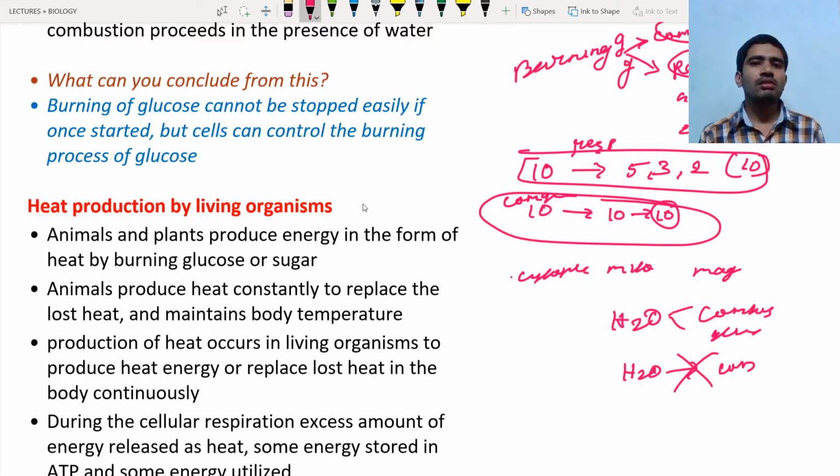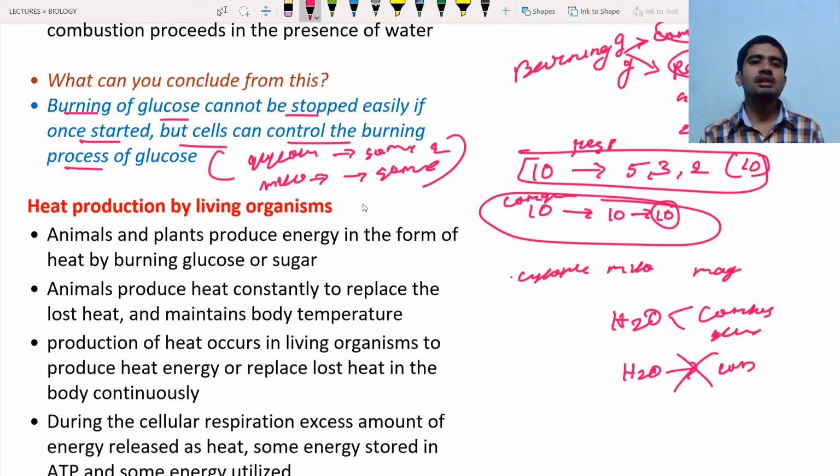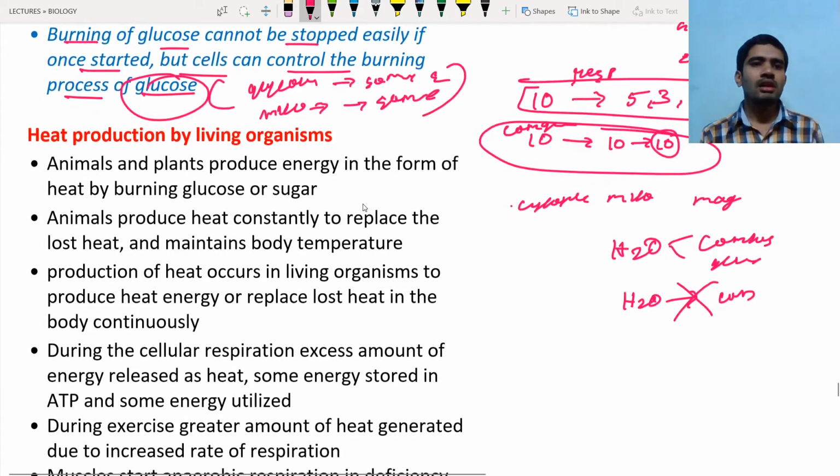So what can you conclude from this? The burning of glucose cannot be stopped easily once started in case of combustion, but the cells can control the burning process of glucose. How? Glycolysis is going to produce some energy. Next it is going to enter into the mitochondria, which is going to give some amount of energy. Little by little energy is given in case of cellular respiration while digesting a food material like glucose. Or you can call it the utilization of the food material along with oxygen.